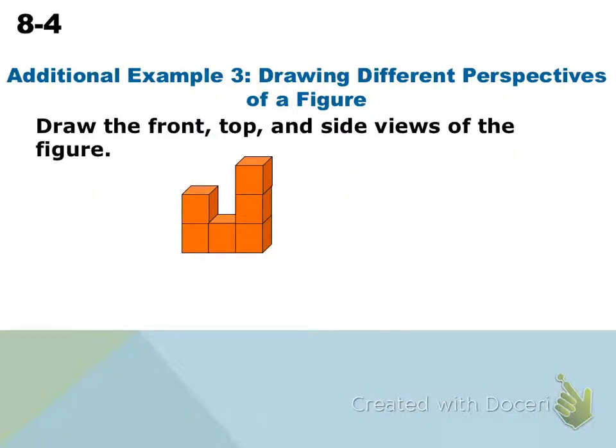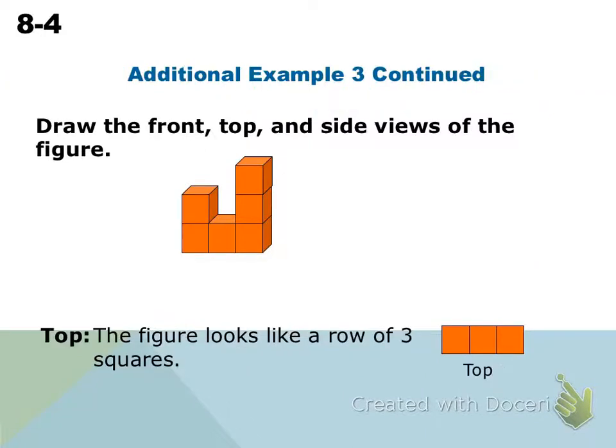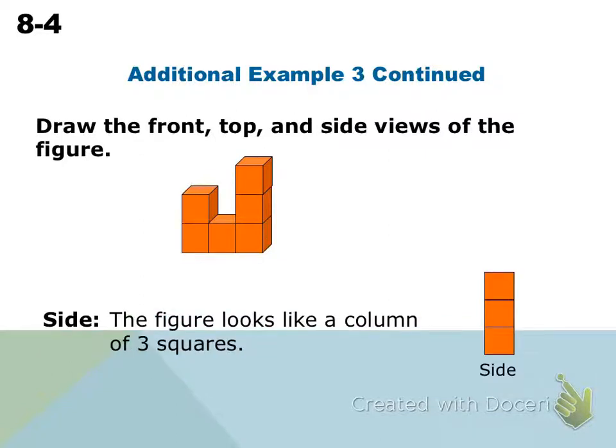So go ahead and try this one on your own. Your front view, the figure looks like a row of 3 squares on the bottom, 2 squares on top of the right side, and 1 square on top of the left side. Your top view would just be like a row of 3 squares. And then the side would just look like a column of 3 squares.